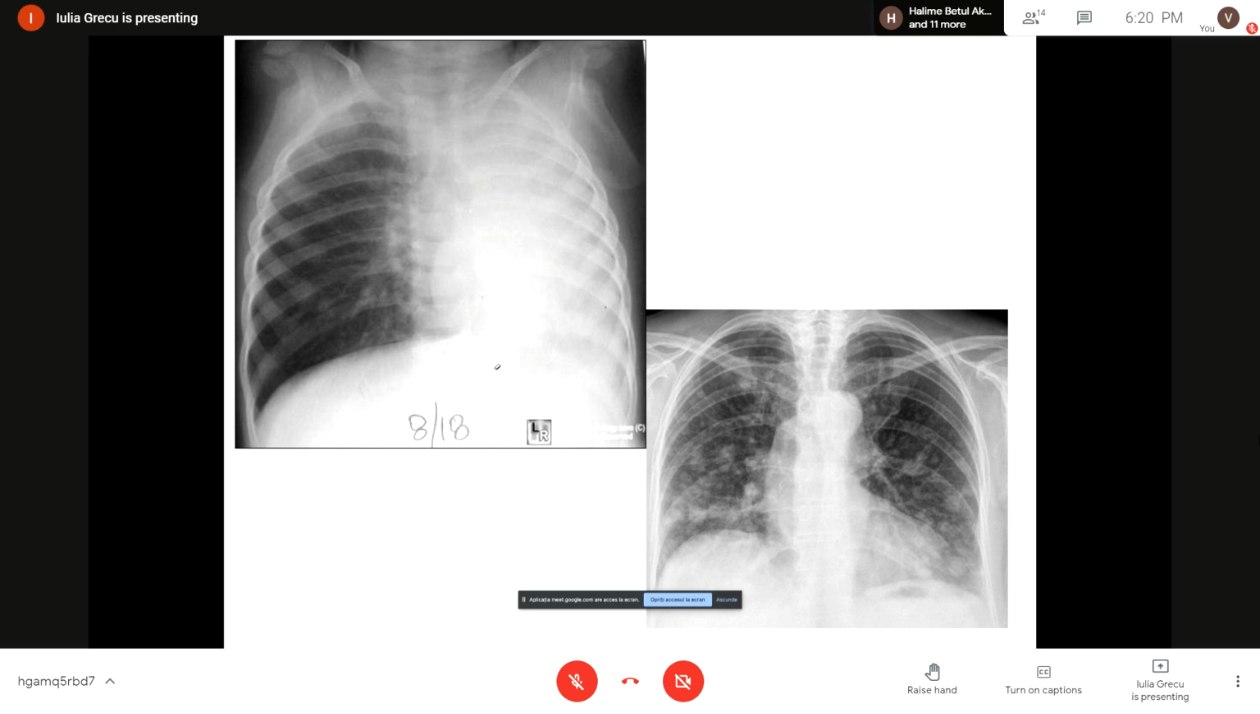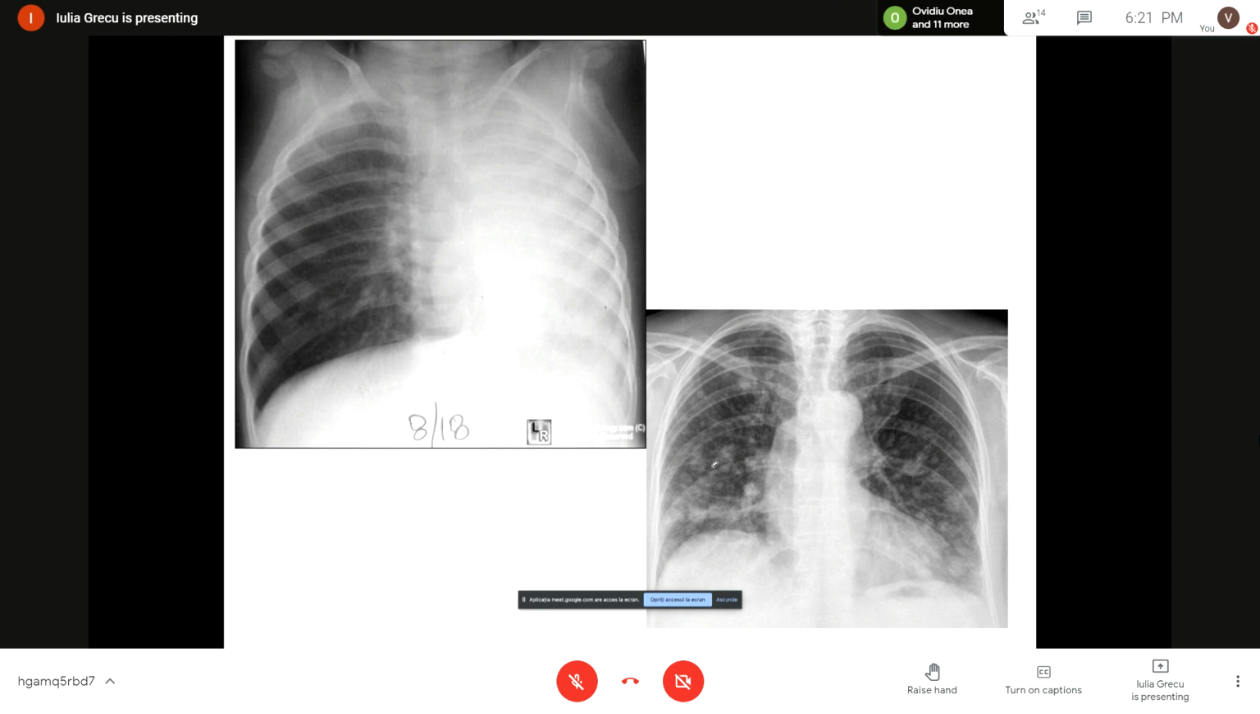This represents most probably pleural effusion in a pediatric patient, and this is what we call an opacity, something that is much more white than the normal lung parenchyma that is compared on the other side.